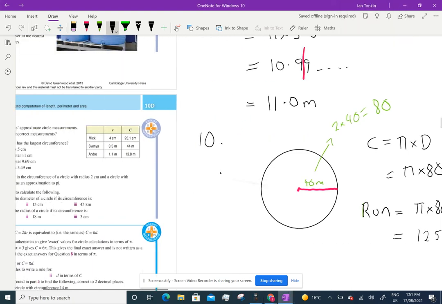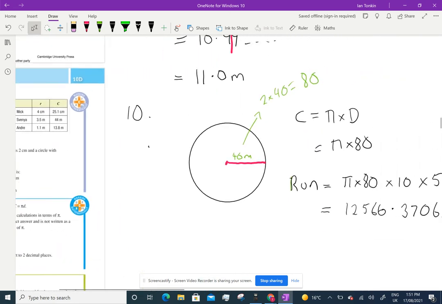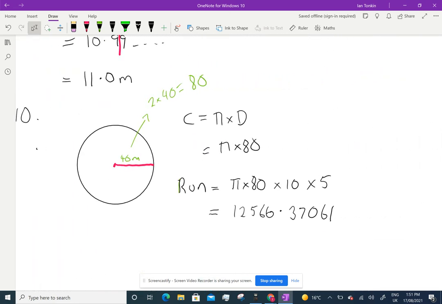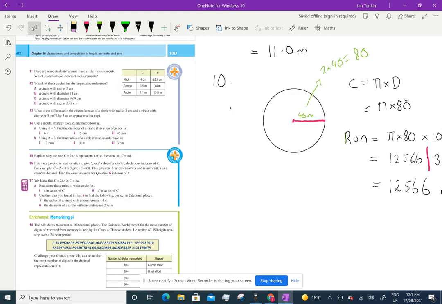Well, what did the question ask? Round the answer to the nearest whole number of metres. So I'm stopping at the decimal point. So I write 1, 2, 5, 6. Now, is the number behind 5 or more? No. So I leave it alone. 12566 metres. Now, the last 2 questions that I want you to do, 15 and 17.